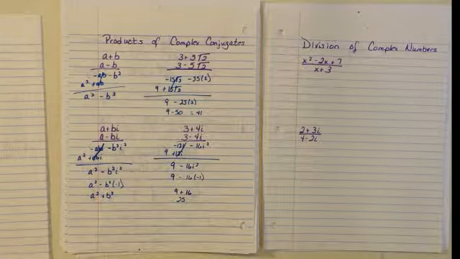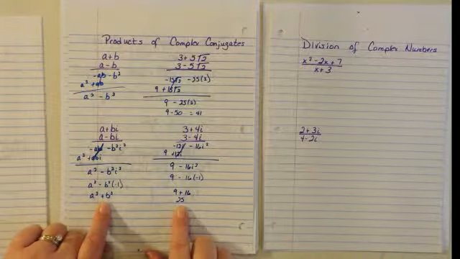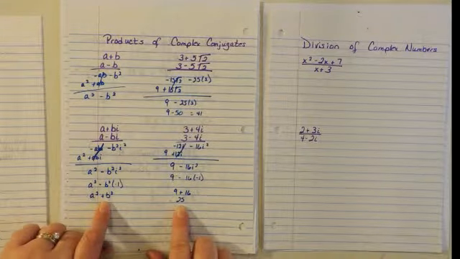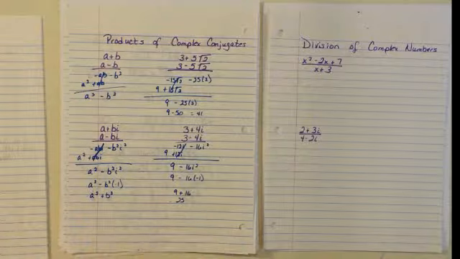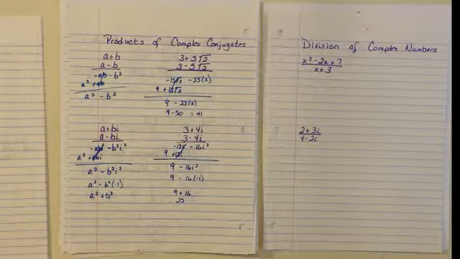Okay, you notice that once you multiply these through, neither of these products has an imaginary part anymore. We can use this to eliminate the i factor from the denominator of a complex fraction.